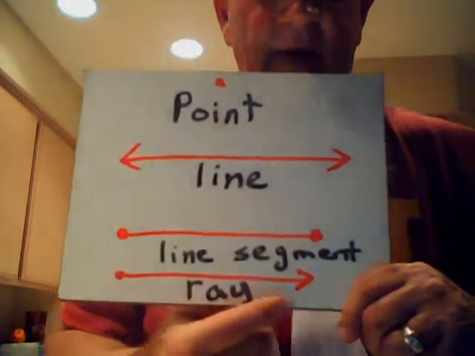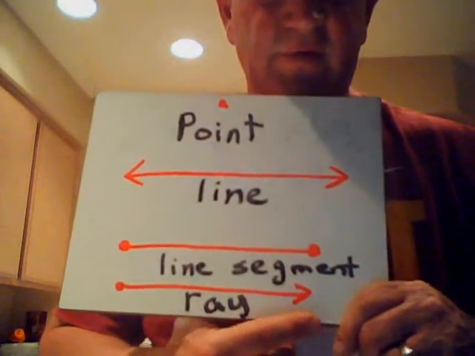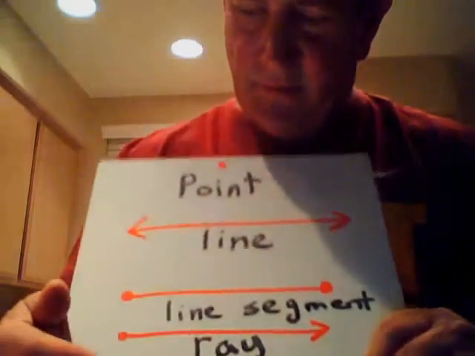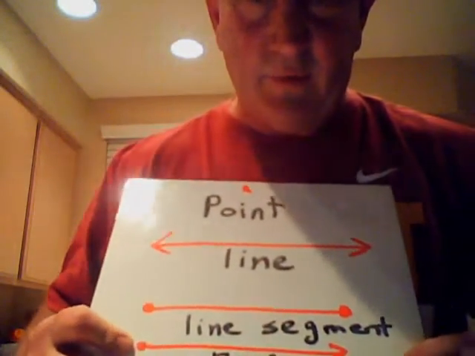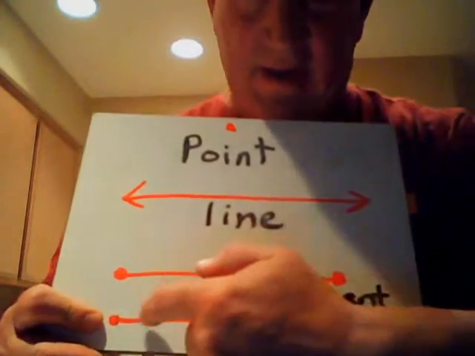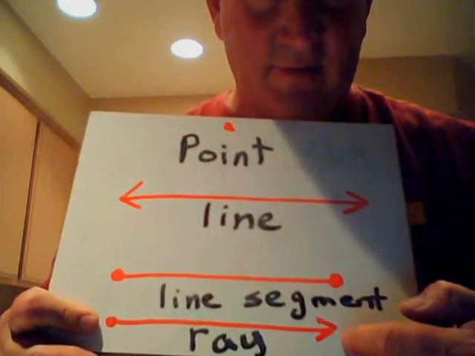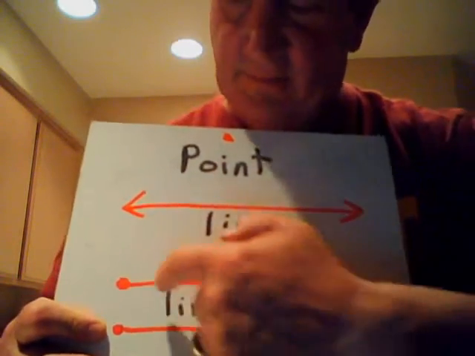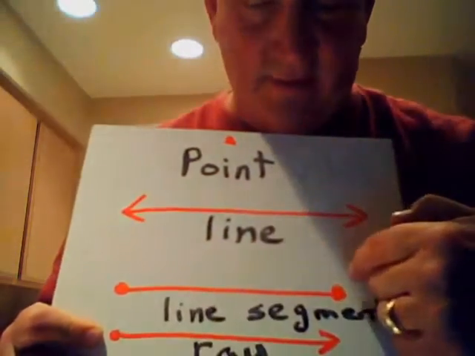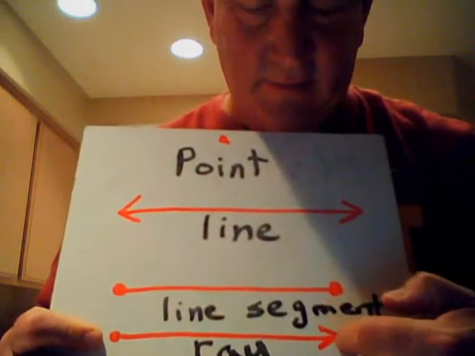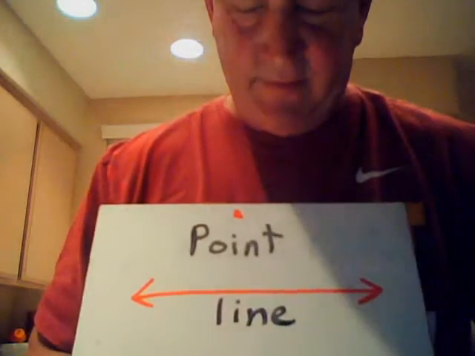And then down here we have a ray. You see the difference between a line segment and a ray. The ray has a starting point, and then the ray goes endlessly in one direction and doesn't stop. So the difference between that and a line segment is a segment has a starting and an ending point. The ray has one starting point and goes on endlessly on the other side.